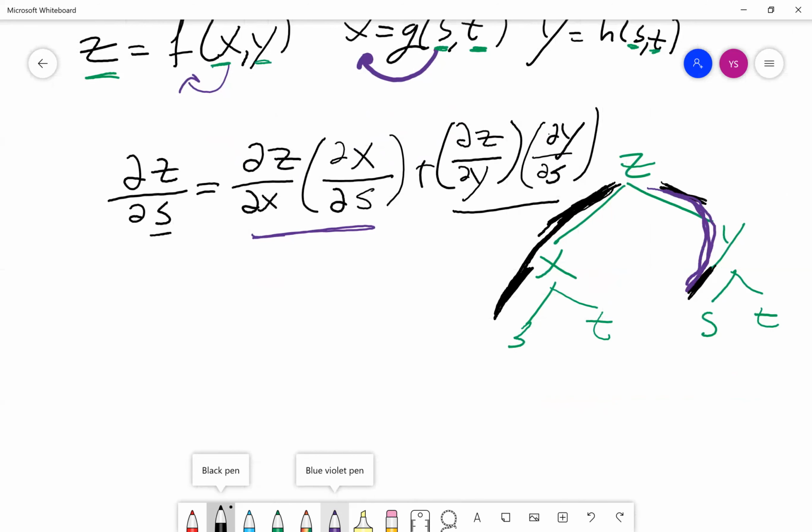You have to do it for t as well? No, because we only want the change with respect to s. So you look at that s and you know which path you want to take. Any other questions?